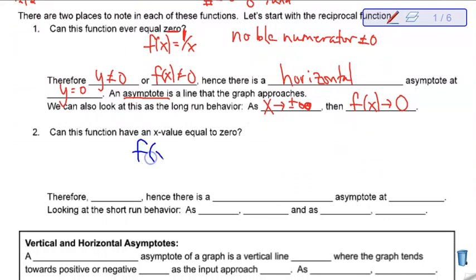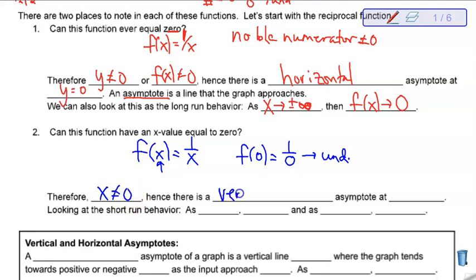So again, we're starting with f of x equals 1 over x. And now we're saying, okay, my x value is 0. Is that okay? If I look at f of 0 and I throw 0 in, I get 1 over 0, which we just talked about. A number over 0 is undefined. So there's a problem there. There will never actually be a point there. So, no. Can the function have an x value of 0? No. X cannot equal 0 here. Hence, there is a vertical asymptote at x equaling 0.